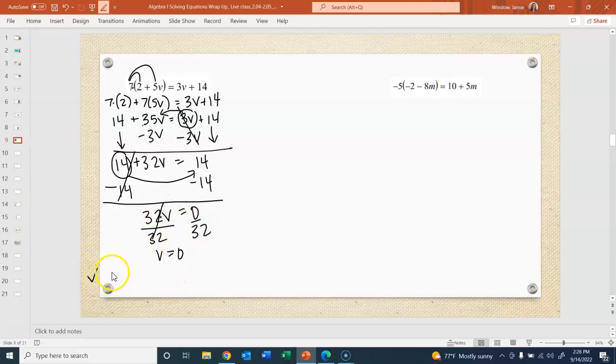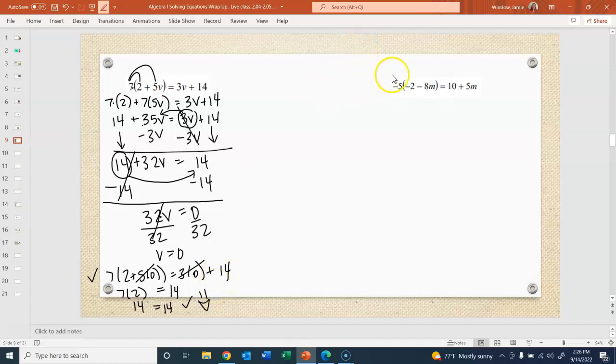Don't forget to check it. Let's plug in 0 to our original equation, and we will see if it works out. So 5 times 0 is 0, and you get 7 times 2. 3 times 0 is 0. Bring over the 14. Sure enough, 14 equals 14. 7 times 2 is 14. Yay! All right. I want you to pause this recording and try the second one on your own.